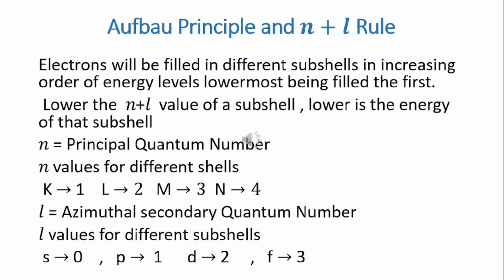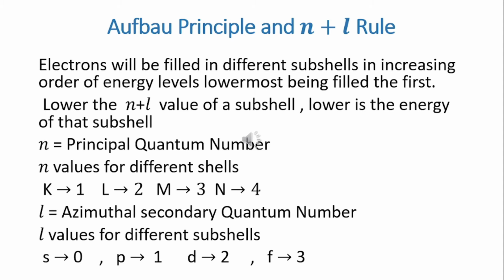Above principle and n plus l rule. Electrons will be filled in the different subshells in increasing order of energy levels, lowermost being filled first. Now how to decide energy or energy level of the subshells? This can be decided by n plus l rule.